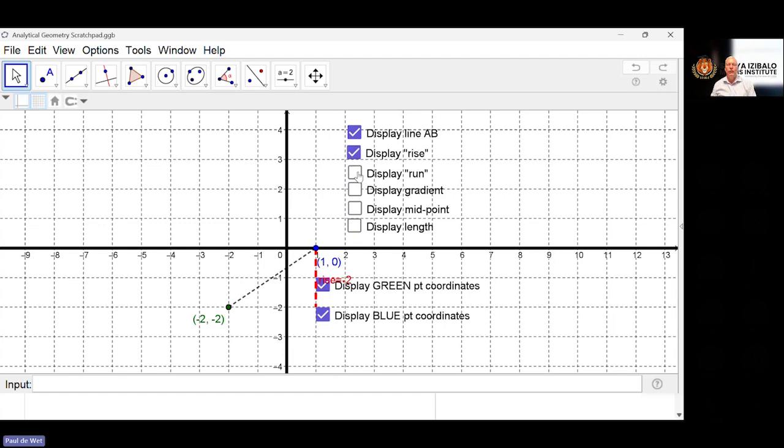Well done. It's rising 2 and it's running across 3. Okay, excellent. All right, now very similar calculations are involved with finding the length of a line. I want someone to tell us what's the length of this line.